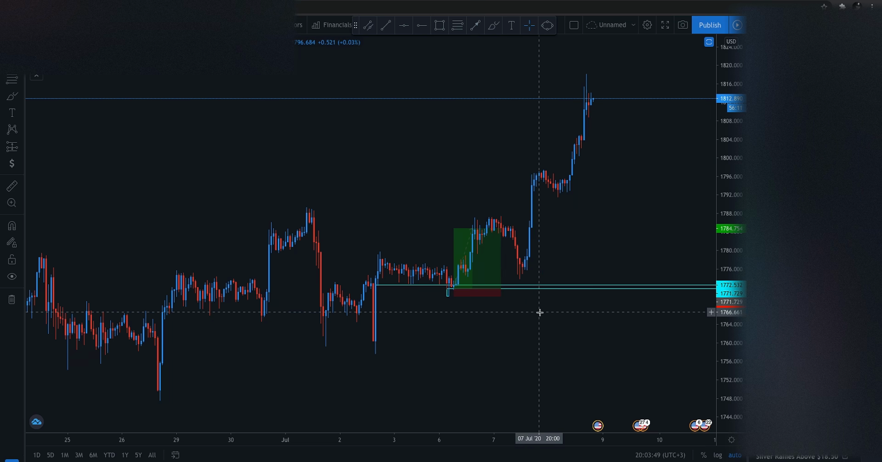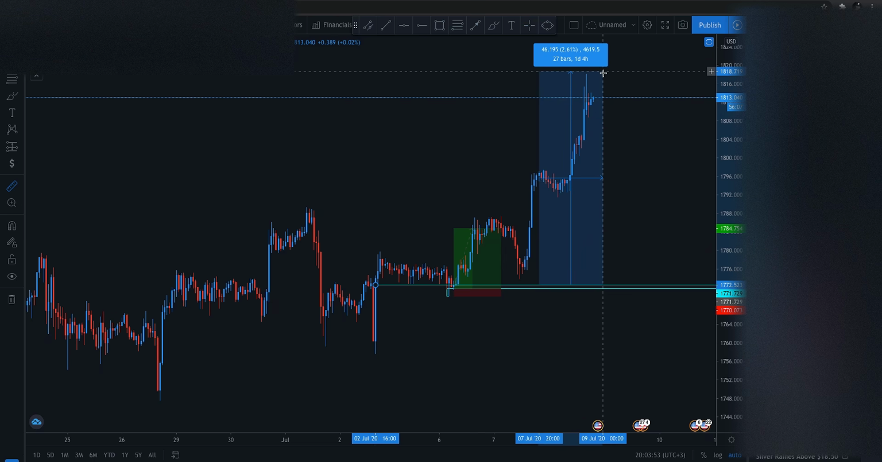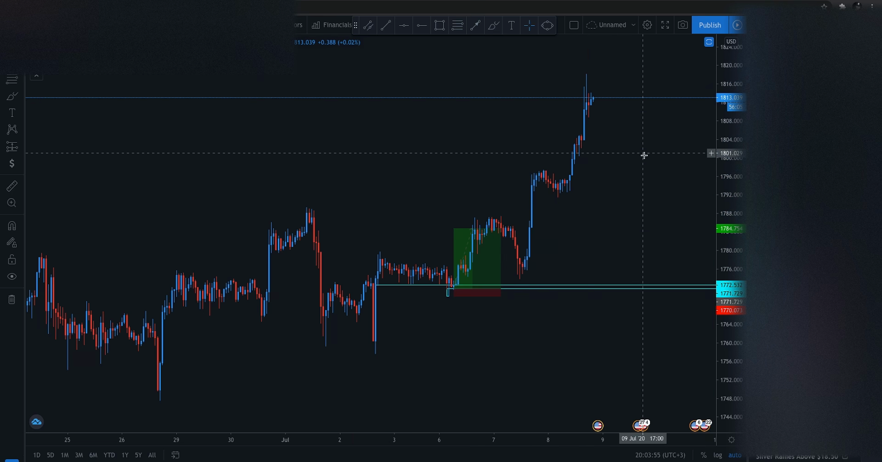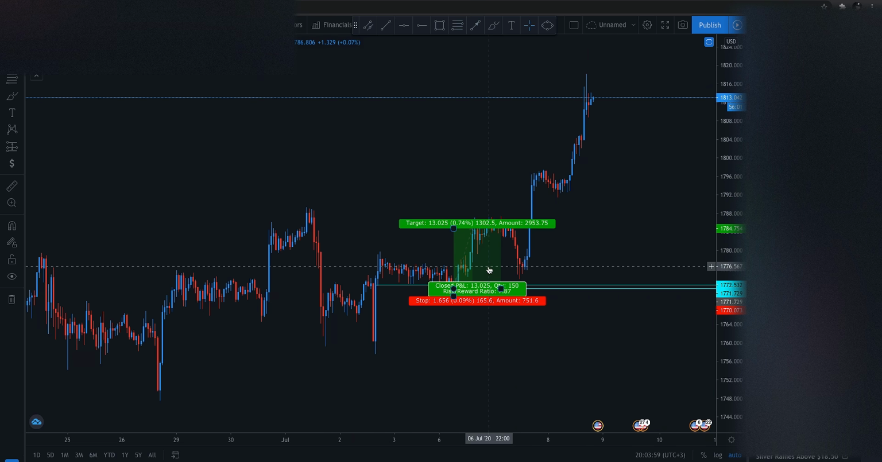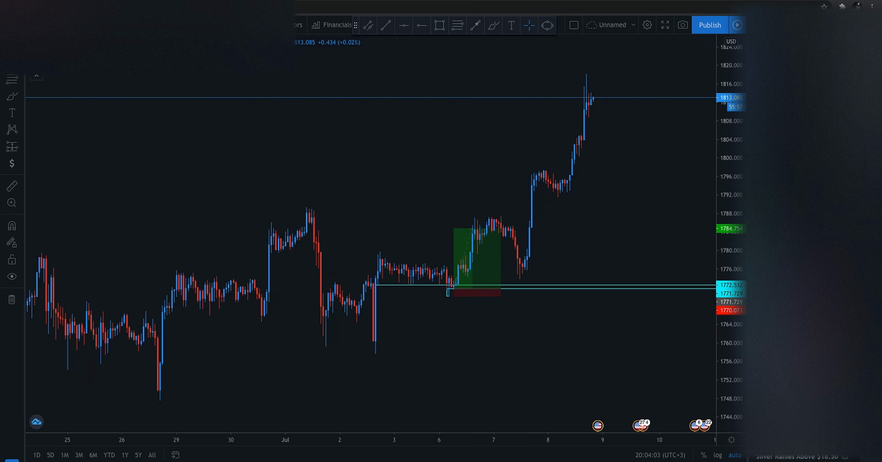So the market did go for a lot more. It went for like 500 pips. Yeah, 450. But that's not the point. The point is we were able to take advantage of this move. 120 pips is not small. It is not a small amount of pips.